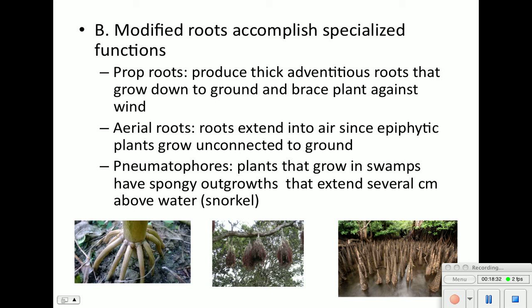We have aerial roots. They're hard to pull down. Because sometimes there are plants that grow on trees, so they're not in the ground. They need a way to get air and other substances.